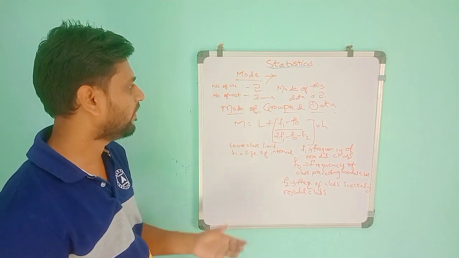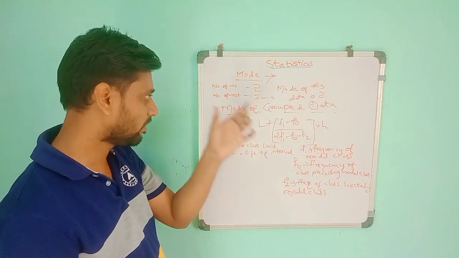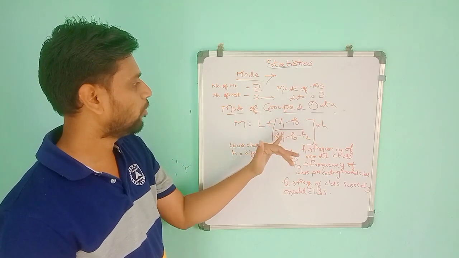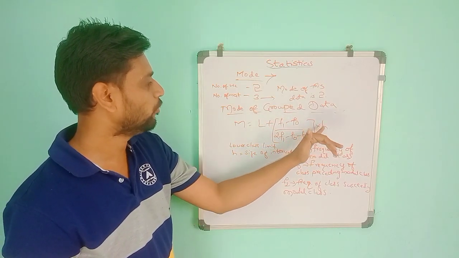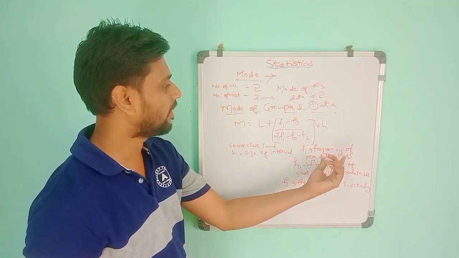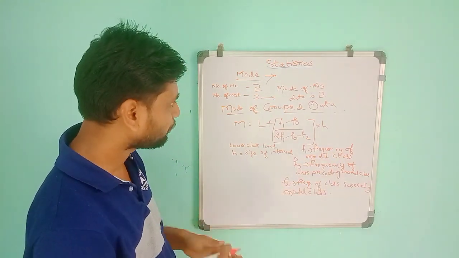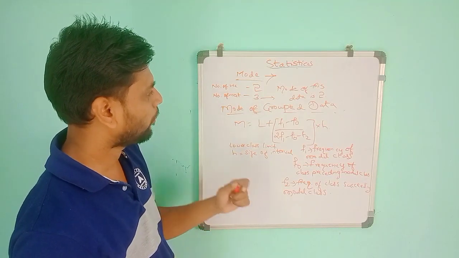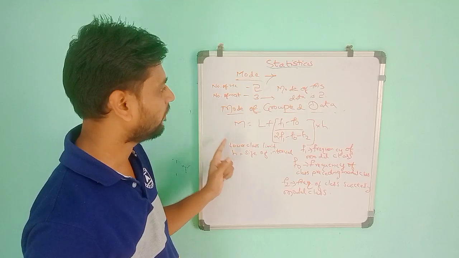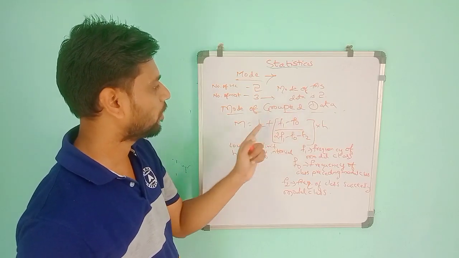So when they give data in the form of grouped class intervals, then you have to find L plus (f1 minus f0) divided by (2f1 minus f0 minus f2) into h. That is the value of mode. This class is called the modal class. Modal class means the class which has the maximum frequency, and that class interval is where the mode of the given data lies.